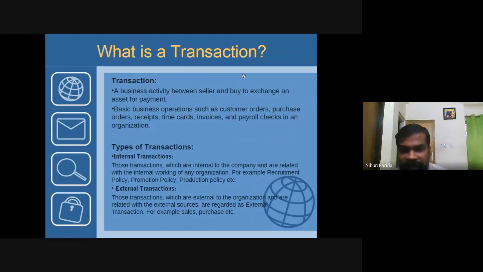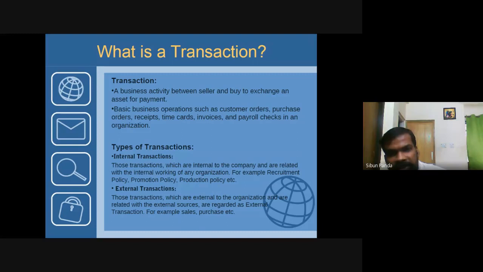Now, what is a transaction? It is a business activity between a seller and a buyer to exchange an asset for payment. It may be anything. It is not necessary that you give me a product and I pay you money only. If you send me some data and I give you some data, that is also a transaction. Like, I will give you the exam questions if you are able to give me the solution, or the class test results. Like this.